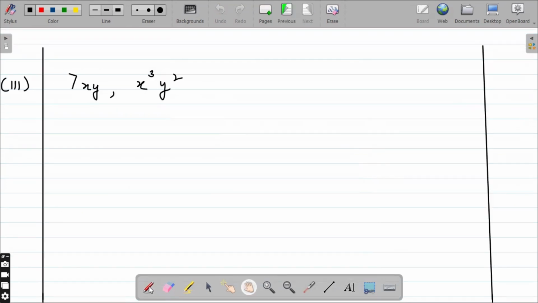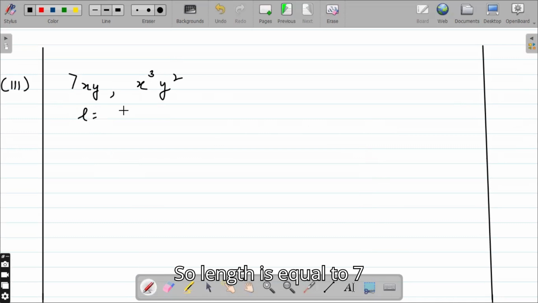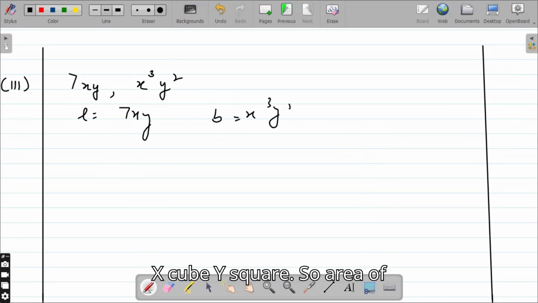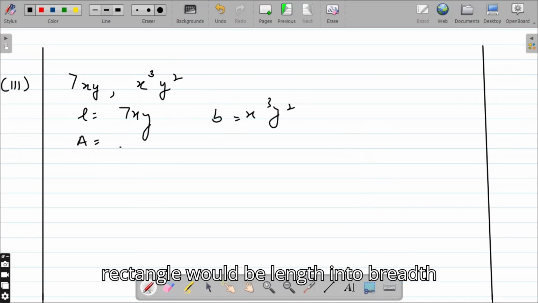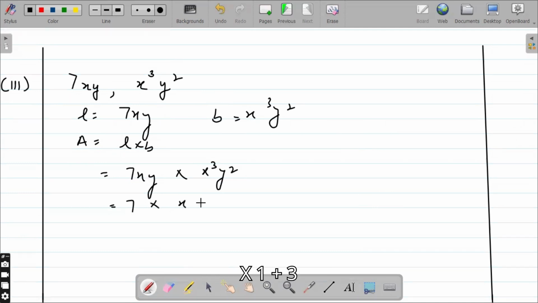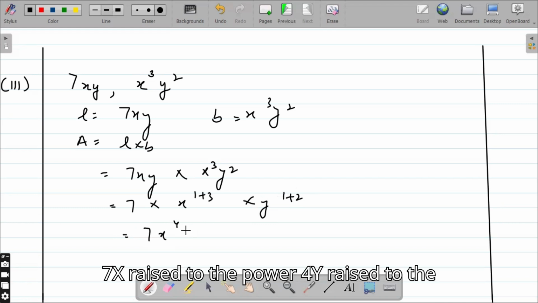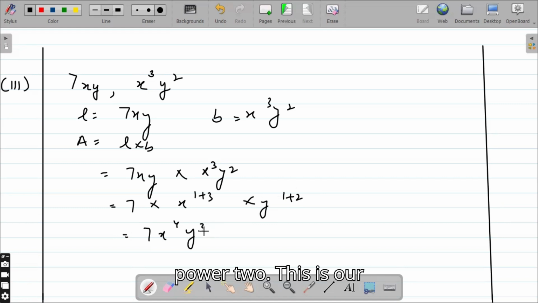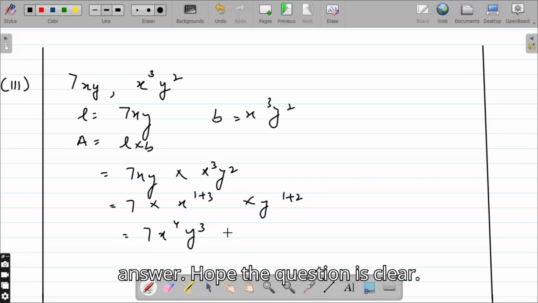Let's move further. So length is equal to 7xy, breadth is equal to x cube y square. So area of rectangle would be length into breadth, that is 7xy into x cube y square. So split: 7 into x^(1 plus 3) into y^(1 plus 2). So our answer will be 7x raised to the power 4, y raised to the power 3. This is our answer. Hope the question is clear.